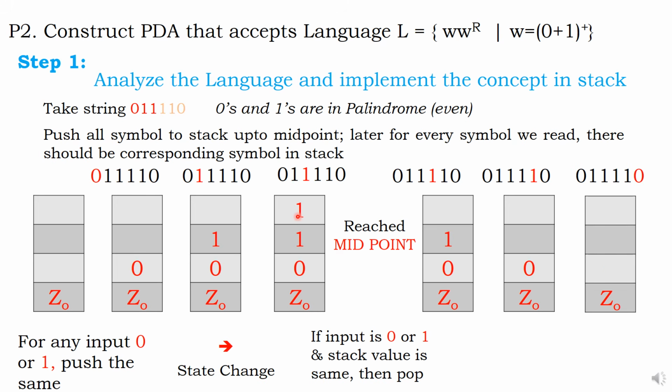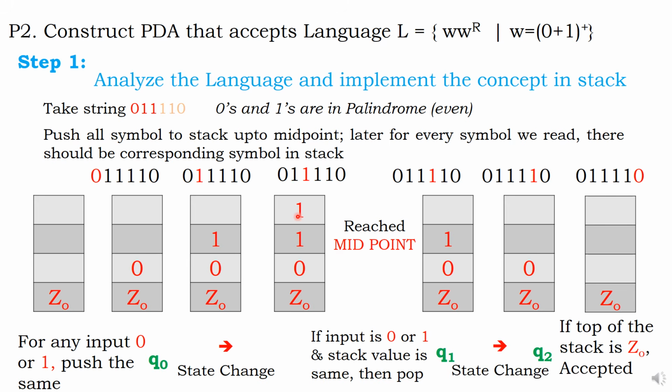Once I complete this, no more input, epsilon. Top of the stack is Z0. The state is changed. As usual, when all the terms are given as input, it is Q0. Once the middle comes, when you pop, it is Q1. Once the stack is empty, it is Q2.